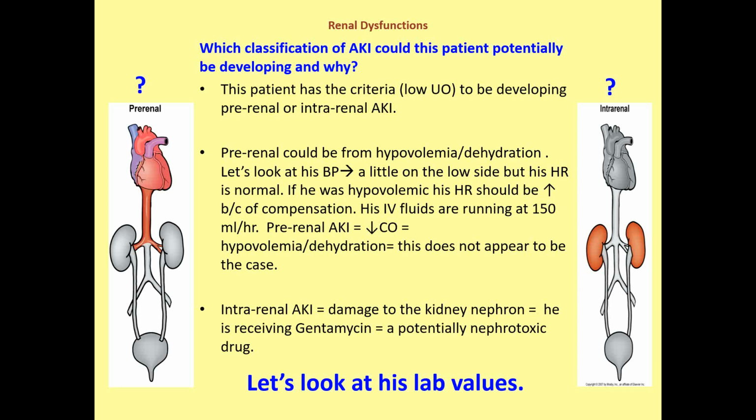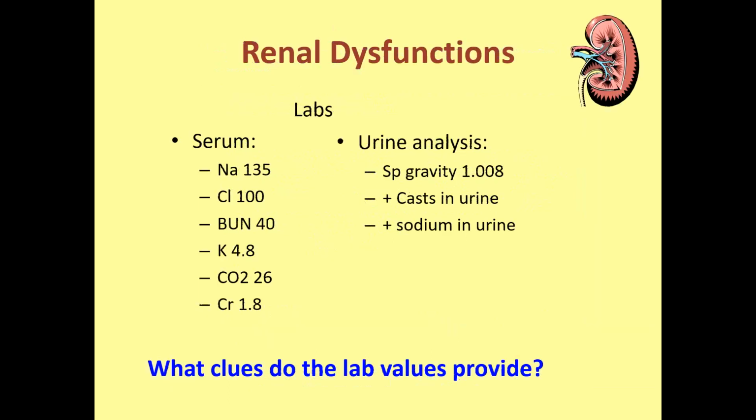So we have to look at other things, and what we look at are the lab values. So let's look at his lab values. We see the serum sodium is a little on the low side. The potassium is 4.8. And we identified earlier that potassium is a waste. So if the kidney's working well, potassium should be removed. And we also see the BUN is slightly elevated as well as the creatinine.